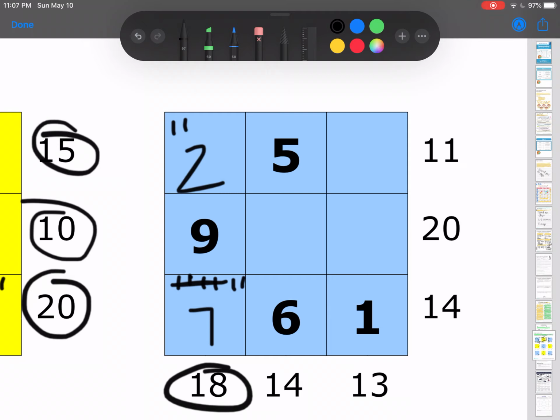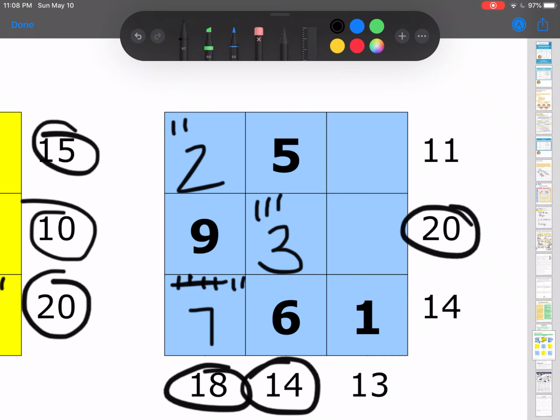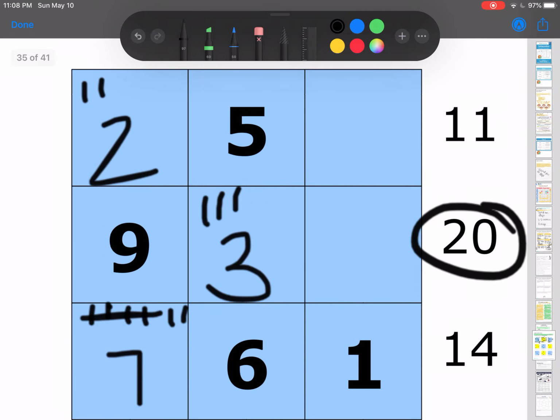6 plus 5, that is 11. I need to get to 14. So 11, I'm going to count up. 11, 12, 13, 14. I put 3 in this box. 9 plus 3, so that's 9, 10, 11, 12. I need to get to 20, so 12 was my number. So 12, 13, 14, 15, 16, 17, 18, 19, 20. That is 8 in this box.